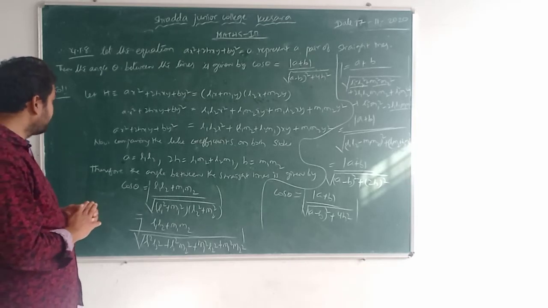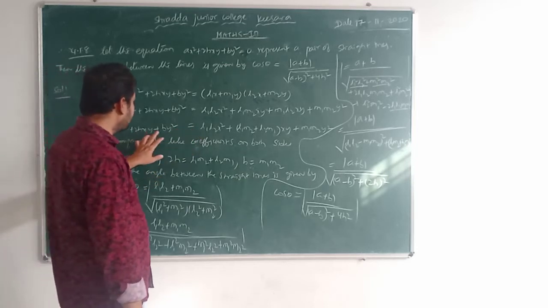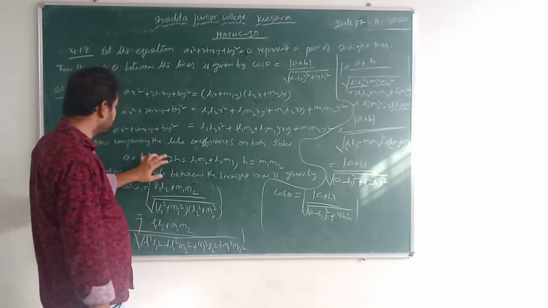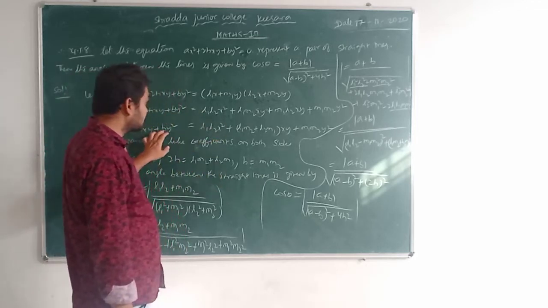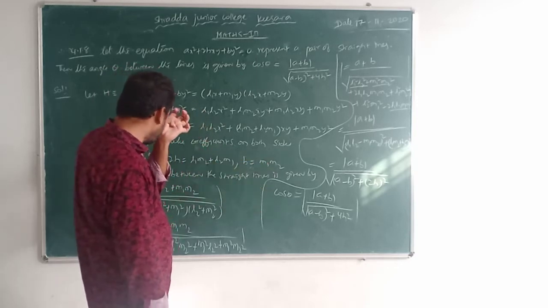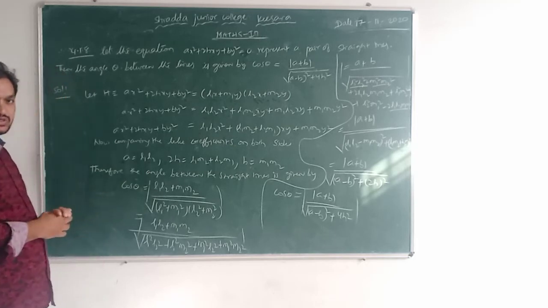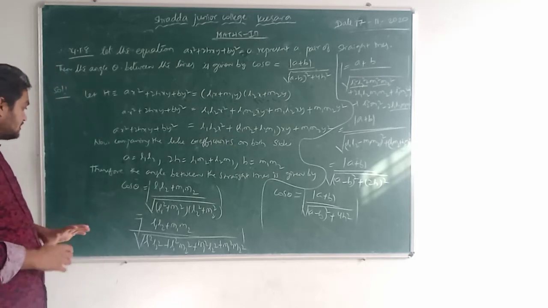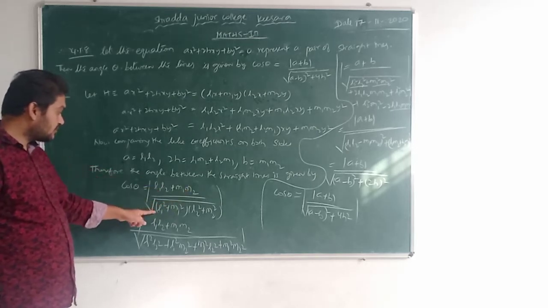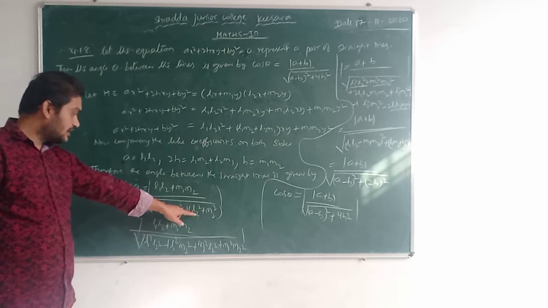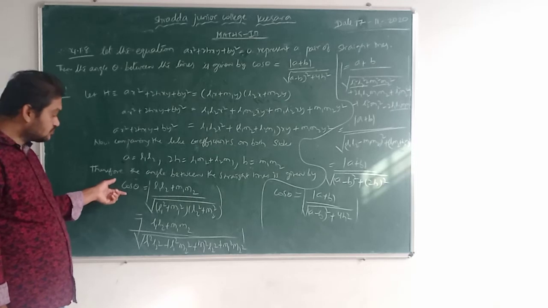First, we have to compare the x square coefficient, that is a equals L1 L2, and the xy coefficient, that is 2h equals L1 M2 plus L2 M1, and the y square coefficient, that is b equals M1 M2. Already we know the formula for the angle between the two straight lines: cos theta equals a1 a2 plus b1 b2 by square root of a1 square plus b1 square into a2 square plus b2 square.